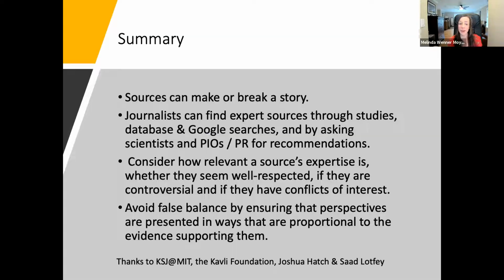So just to summarize, sources are super important, and journalists can find them in many places. We're going to talk more about that in a minute with Roxanne and Wudan, but they include studies, databases, Google searches, and asking scientists and PIOs for recommendations. I don't think I said that before, but yes, ask scientist sources for other people you should talk to. That's another great way. You want to really consider how relevant a source's expertise is and whether they seem well respected. If they're controversial, try to understand a little bit why, and be sure to look out for conflicts of interest. And again, be thinking about false balance.